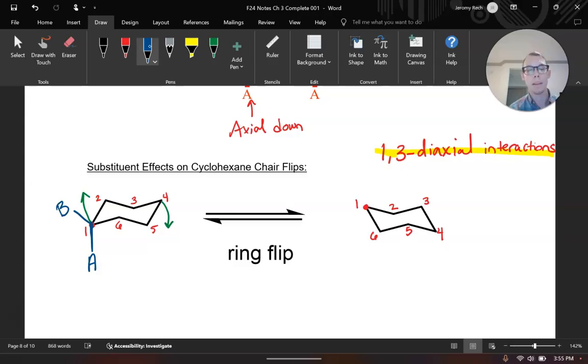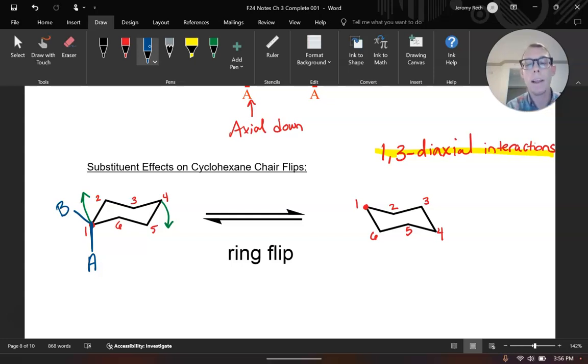So we're going to draw an equatorial up for my other group, which in this case, I'm just going to call B. In my ring flip, when I move it, all we're going to be doing is switching all of the axials to equatorials and all the equatorials to axials. We're not going to change the direction. If you were up in the original, you must be up in the final.